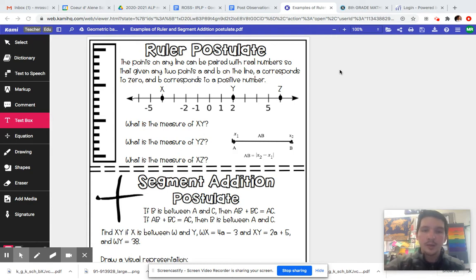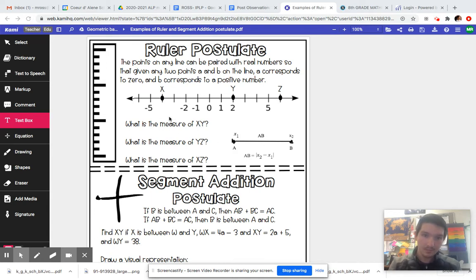Okay, so we have a formula that I gave you right here. It's AB equals the absolute value of x2 minus x1. It's kind of like the formula for finding the slope of a line, right? y2 minus y1 over x2 minus x1. It's very, very similar, except now you have absolute value signs and you're just doing the x piece.